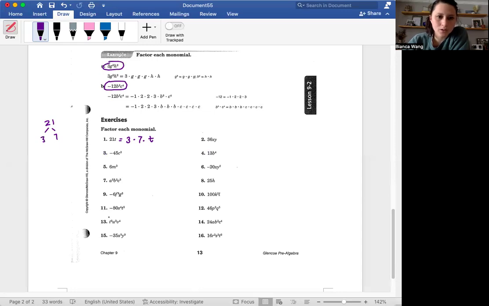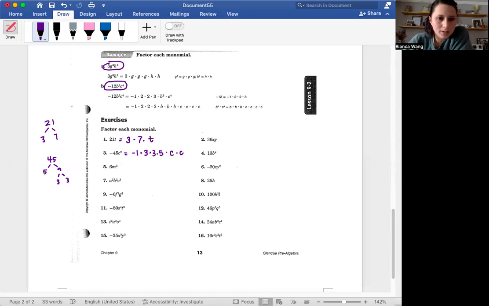Okay, number 3, let's just go down and do these odds, okay? So number 3, we've got a negative number. Anytime you have a negative number, we're going to factor out the -1 before we break down the rest of the numbers. So 45 can be broken down to 5 and 9. 9 can be broken down to 3 and 3. So I'm going to start with my smaller numbers first. 3 times 5 times c squared. So it's going to be c times c.